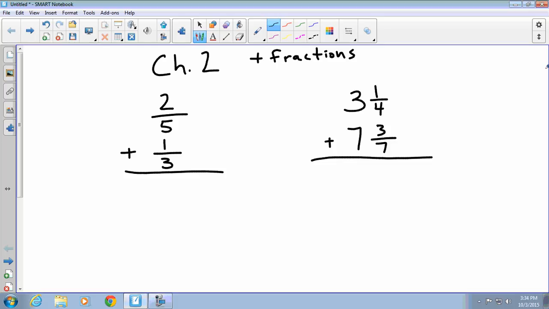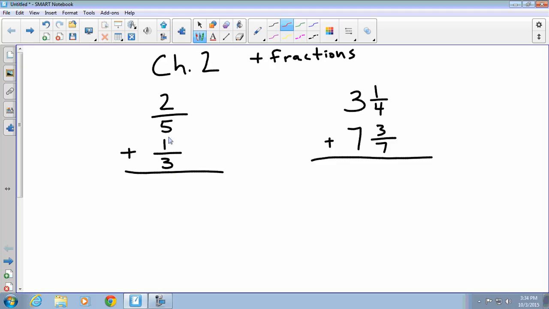All right, this is also from chapter 2. We're going to work on adding fractions, but it is not found in your book. So these are just sample problems to sort of remind you about adding fractions. We have 2/5 plus 1/3.